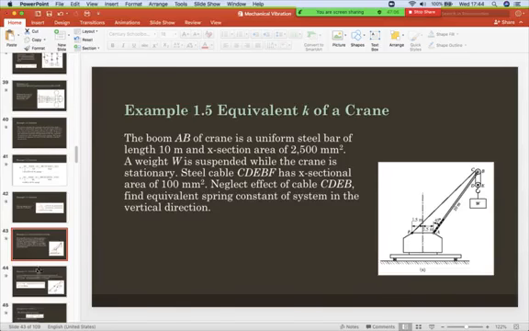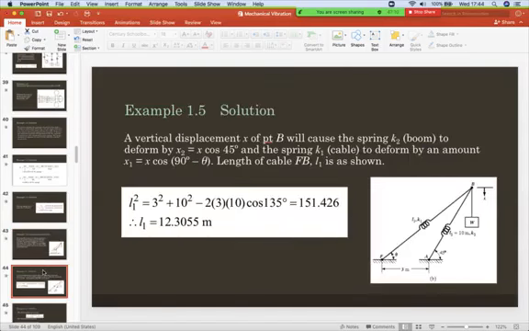No? So what happens here? So spring constant is unknown. A vertical displacement x of point B, this point B, will cause the spring K2 to deform. Where is spring K2? This one, K2. Tension, no? Boom to deform by x2 equals x cosine, no? This one is an angle, no? Cosine 45 degrees. And spring K1 cable to deform by an amount of x1, no?